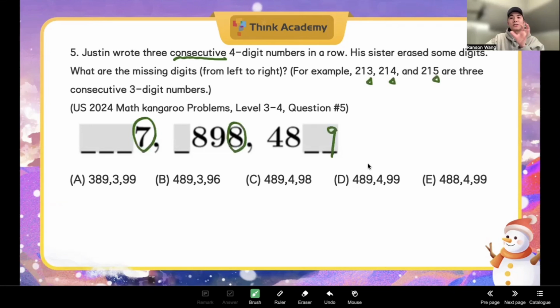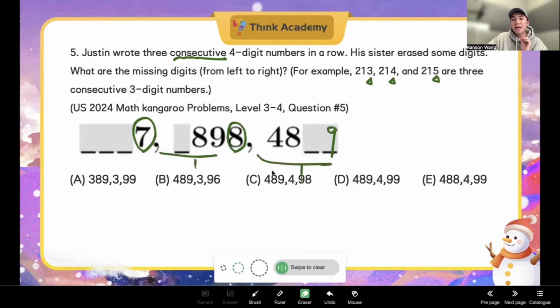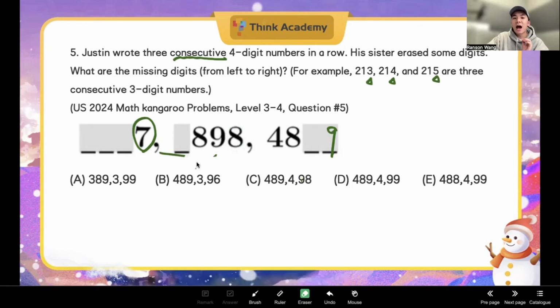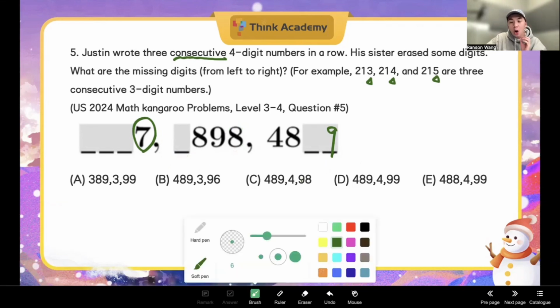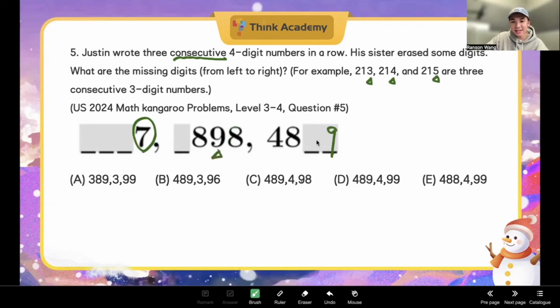And since those three are consecutive, their difference should only be 1. From this to this, their difference is 1. From this to this, their difference is 1, which means their thousands digit, hundreds digit, and tens digit should all be the same, right? So following this, the tens digit should be 9. So this one you can just put 9, and you can just put 9. And for the hundreds digit, this is 8, this is 8, let's double check. So this one should also be 8. And now the thousands digit, this one's 4. So that means this one should be 4, and this one should be 4.